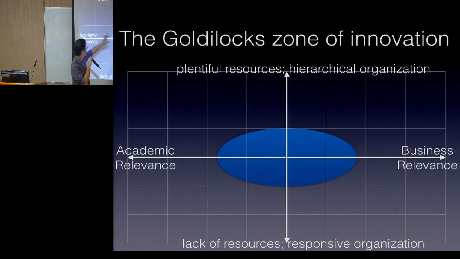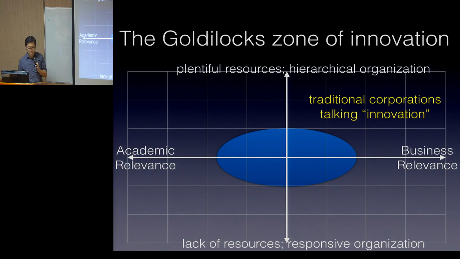Business relevance, academic relevance. In a larger organization, you have plentiful resources, but a more hierarchical organization. In startups, you have much more freedom, but you are lacking resources. So traditional corporations talking innovation, they're probably at the upper right spectrum.